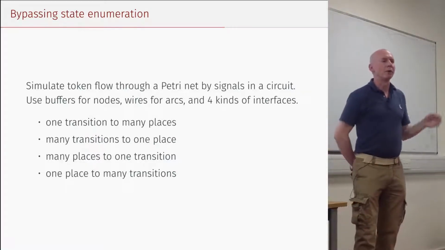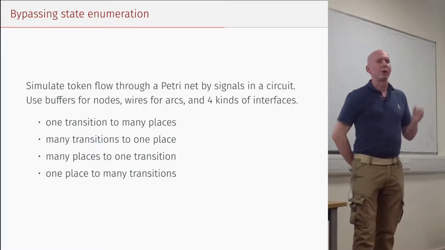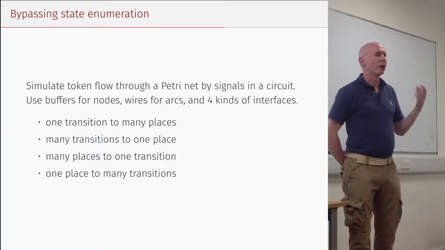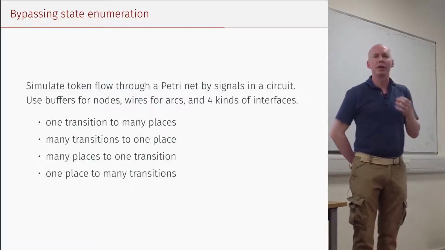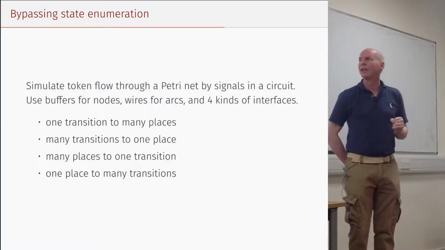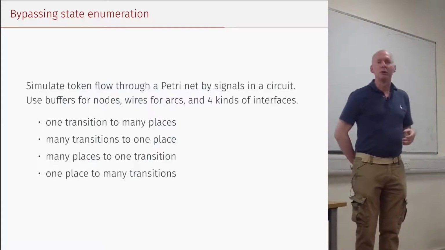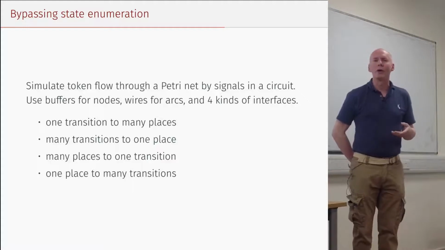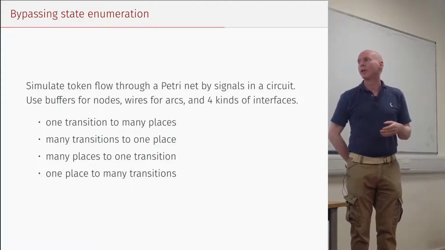And we have a buffer for each transition and each place in the Petri net and a wire for each arc. We try to build a circuit that simulates the flow of tokens through the Petri net. And we might need some glue to interface them together. That will boil down to some combination of these four cases.